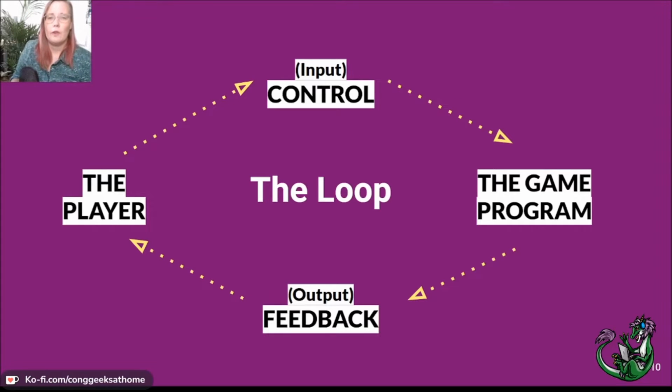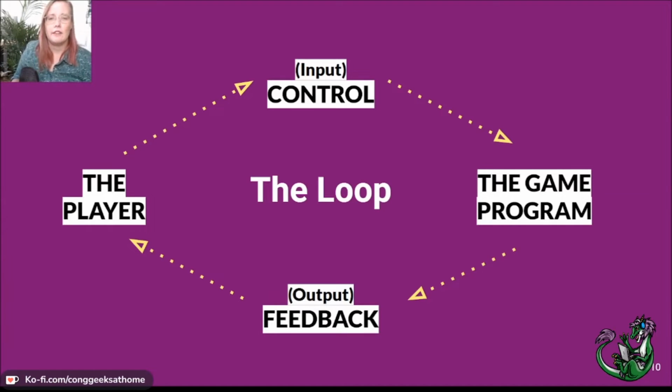Games always exist as a conversation between a player and a game program. Players provide inputs or controls which change something within the game program, which then presents some kind of feedback, which changes something within the player, and that prompts them to choose a new input, and so on. This is how I think of games. This is my game loop.